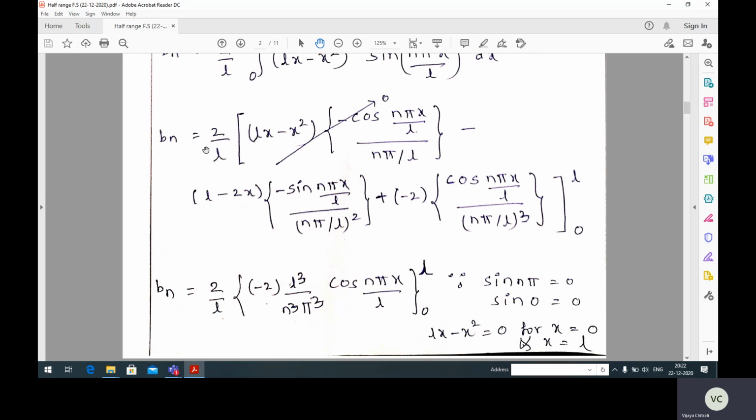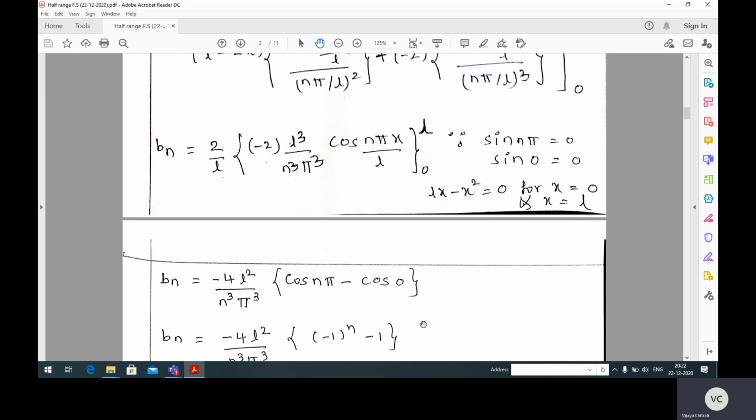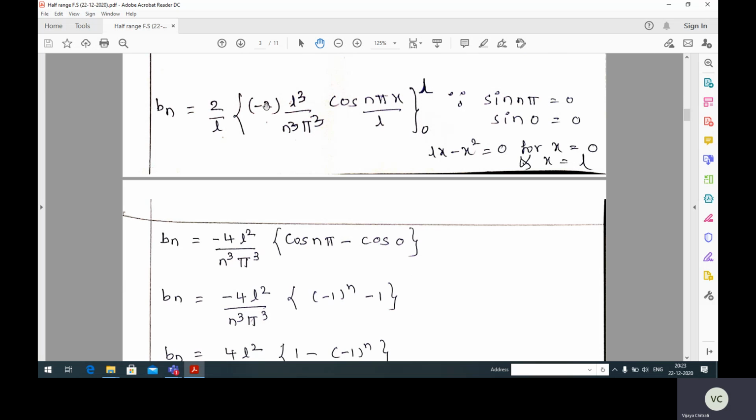Minus, right? This 2 by L is as it is, minus 2 into 1 divided by (n pi divided by L) raised to 3. So taking the reciprocal, you'll get this as L cube divided by n cube pi cube into cos n pi x divided by L, limits varying from 0 to L. Now substitute the upper and lower limit. 2 into 2 is 4 with the negative sign, minus 4. The L gets canceled with this L cube. So you'll get L square divided by n cube pi cube. This is as it is. In place of x you substitute L and in place of x you substitute 0.